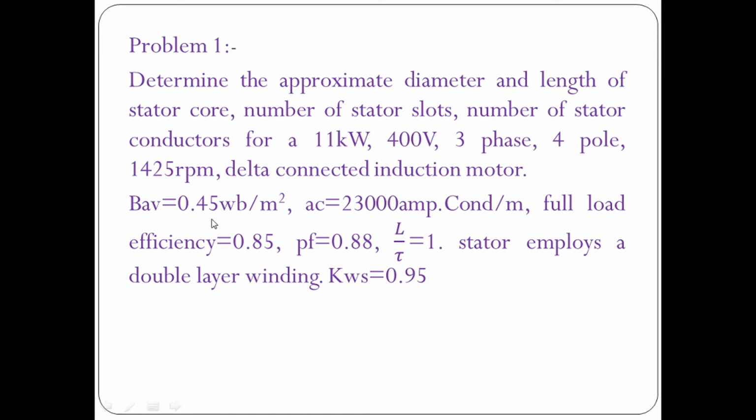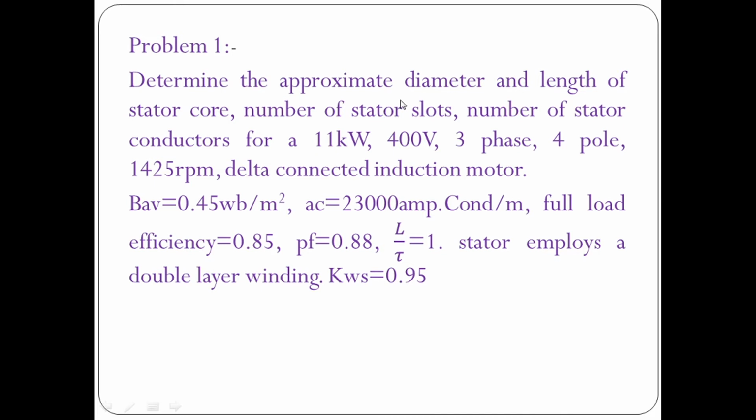The average flux density, that is the specific magnetic loading, is 0.45 Weber per meter square, and AC is 23,000 ampere conductors per meter. Full load efficiency of the induction motor is 0.85, power factor is 0.88, and the ratio of core length to pole pitch, L by tau, is equal to 1. The stator employs a double layer winding and the winding factor is 0.95. The rating of the induction motor is 11 kilowatt, 400 volt, 3 phase, 4 pole, 1425 rpm, delta connected. We need to find the main dimensions.